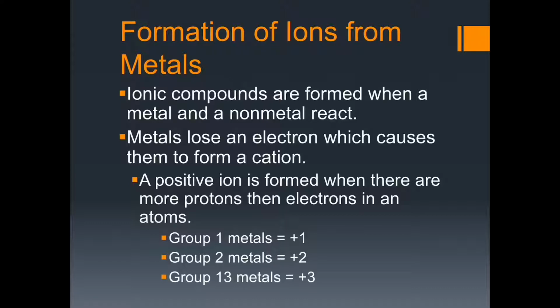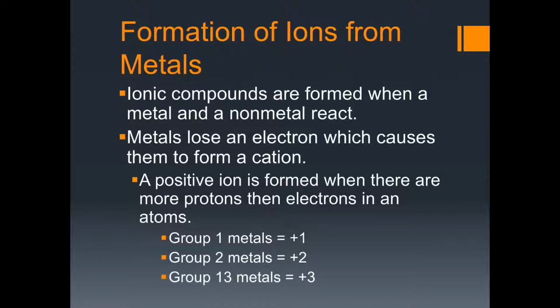So the formation of ions from metals, we know that metals form cations, they give up electrons, and ionic compounds are formed when metals and nonmetals react, as we know from learning through ionic naming. Metals, again, they lose their electrons, causing them to form cations, and we know that a positive ion is formed when there are more protons than electrons in the atom.